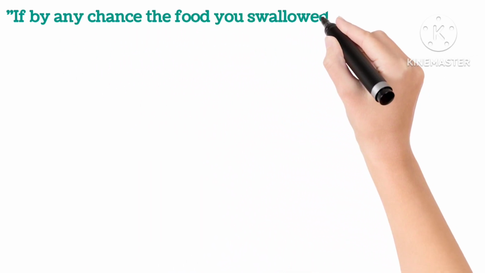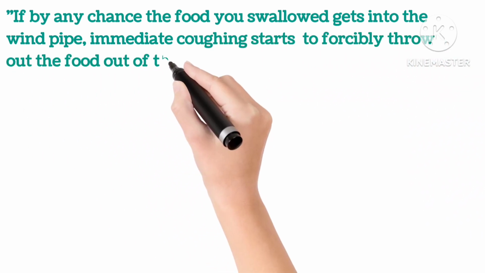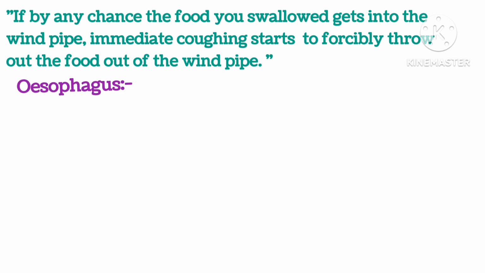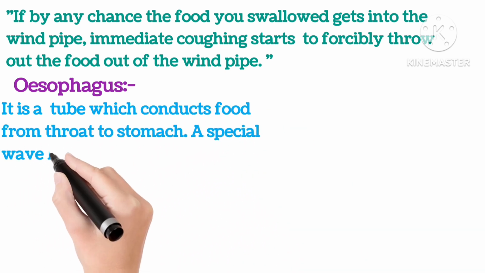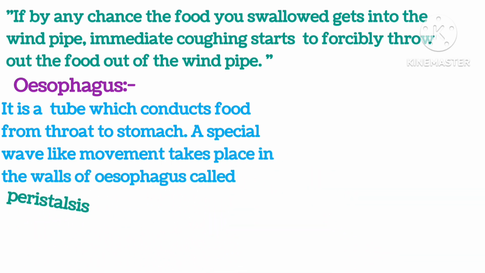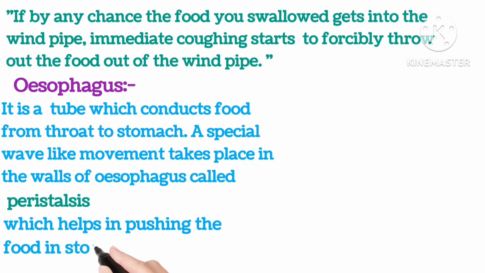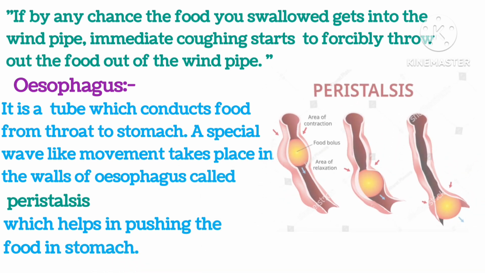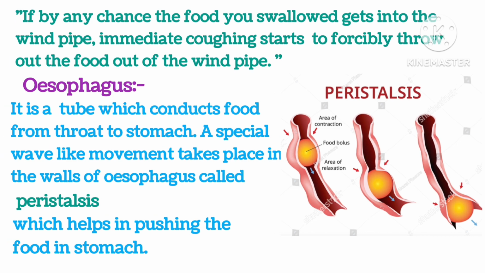If by any chance the food you swallowed gets into the windpipe, immediate coughing starts to forcibly throw the food out of the windpipe. Esophagus. It is a tube which conducts food from throat to stomach. A special wave-like movement takes place in the walls of the esophagus called peristalsis, which helps in pushing the food into the stomach. You can see the picture showing the area of contraction and relaxation, and this is how the walls contract and relax and push the food.